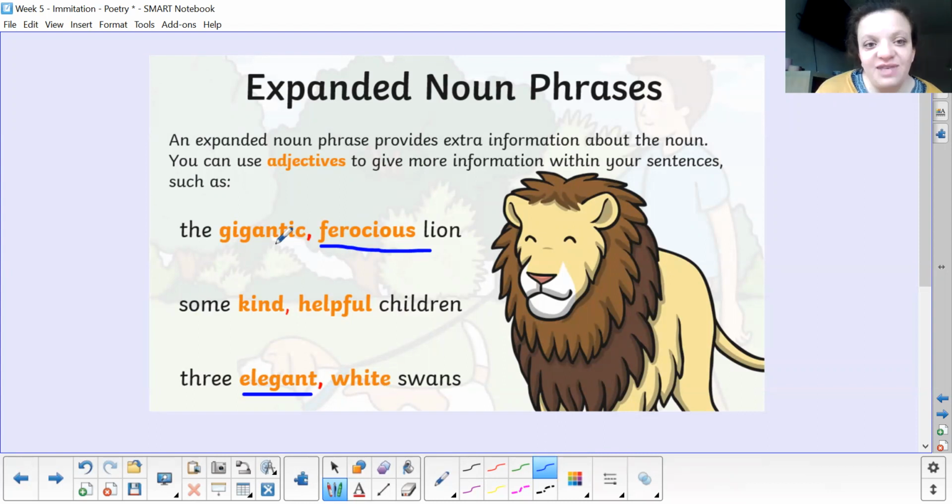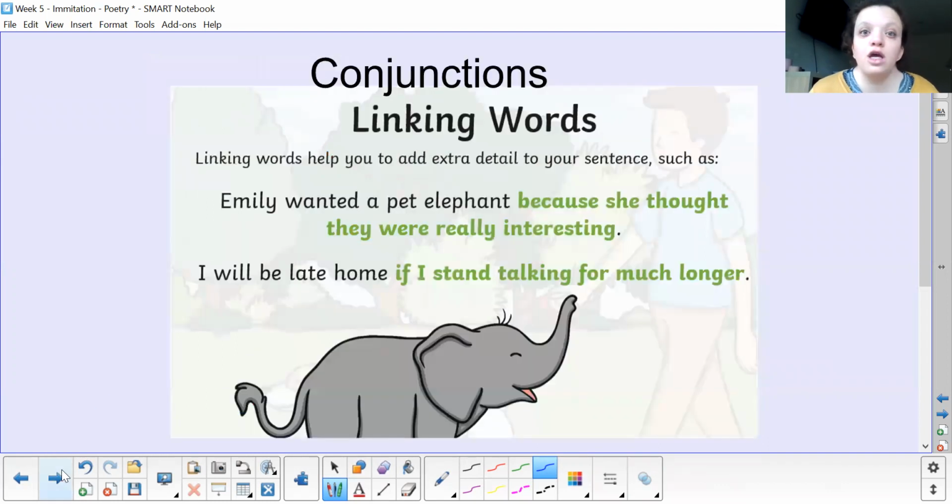Now, also you'll notice that when we use 2 adjectives together in an expanded noun phrase, not in a sentence, only when they're in a noun phrase, we put a comma in the middle. Instead of saying gigantic and ferocious lion, we just put a little comma in there. But if you were saying the lion is gigantic and ferocious, then you have to use and. But if the adjectives come before, you can take away the and put a comma in to make your expanded noun phrase. So remember that when you're doing your expanded noun phrases today.